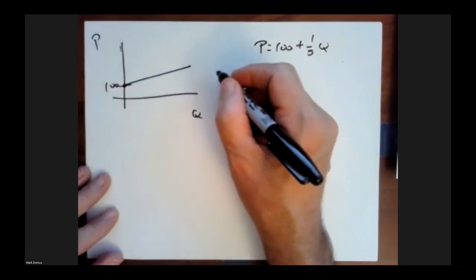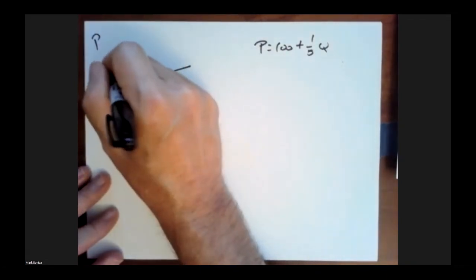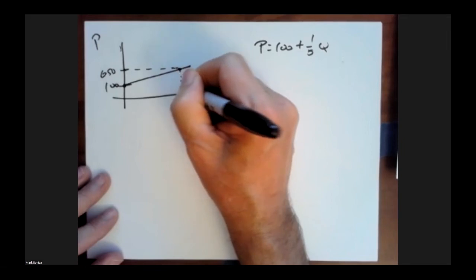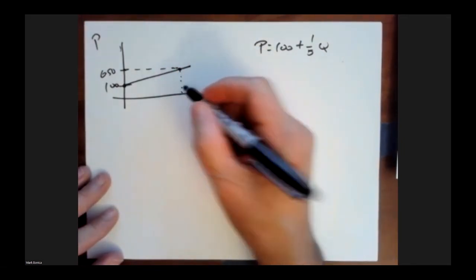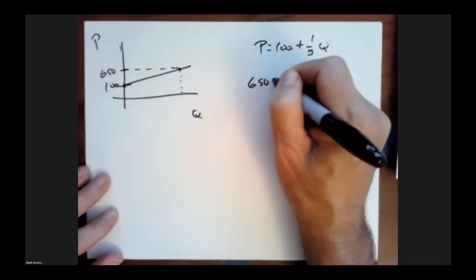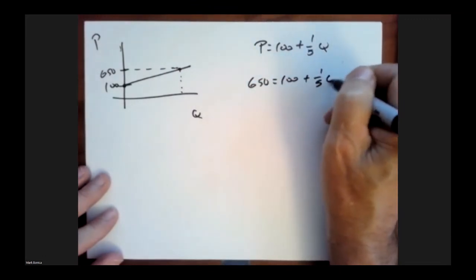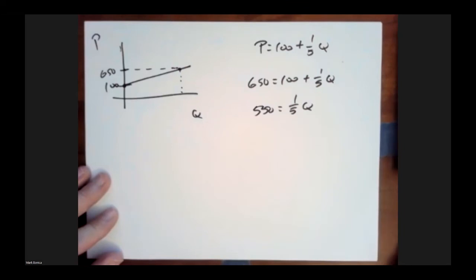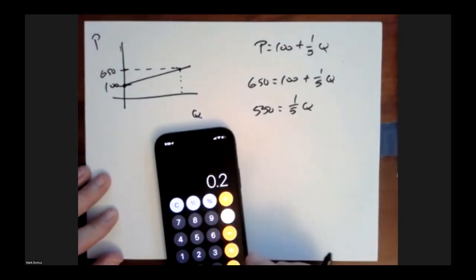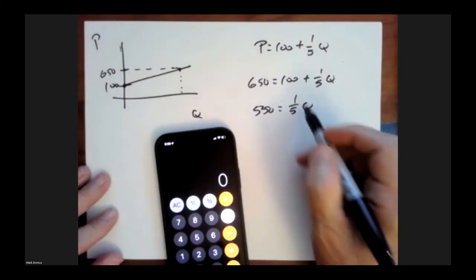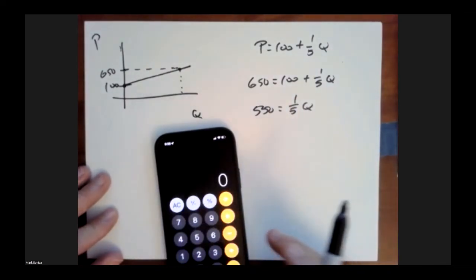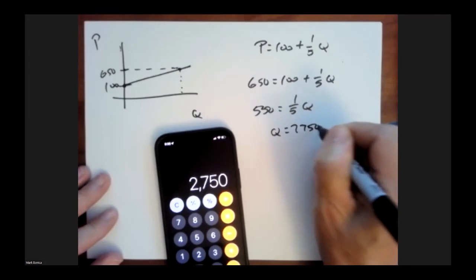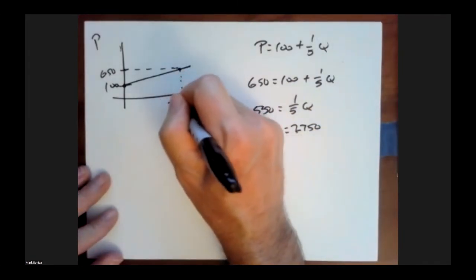So when we get up to 650, I'm just going to draw like so. Definitely not to scale here. What is that quantity going to be? At a price of 650, 100 plus 1/5 Q, so minus 100 is 550 equals 1/5 Q. To get rid of the 1/5, we do 5 times 550, which gives us a Q of 2750.